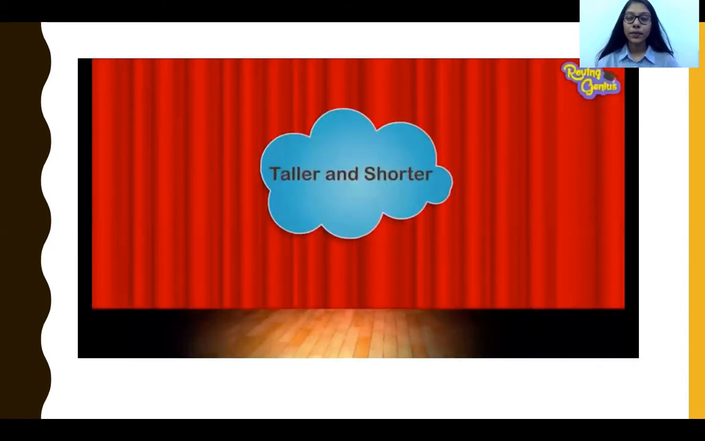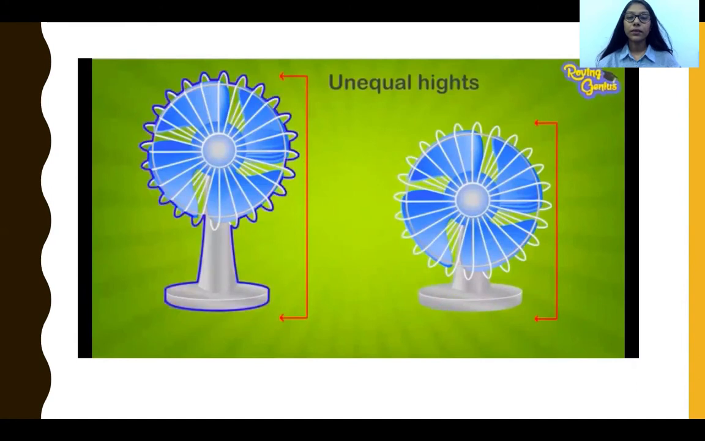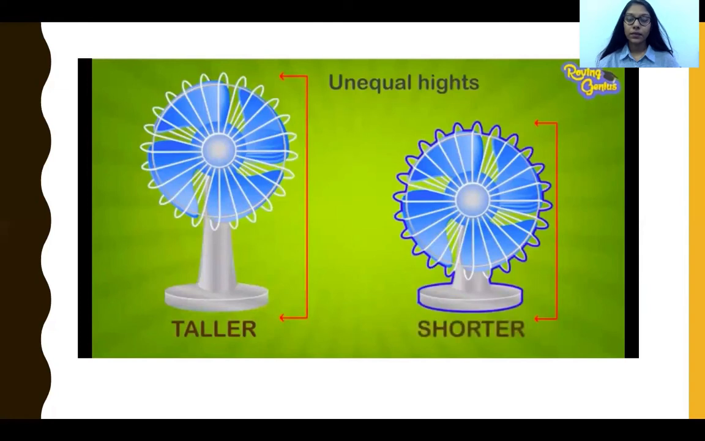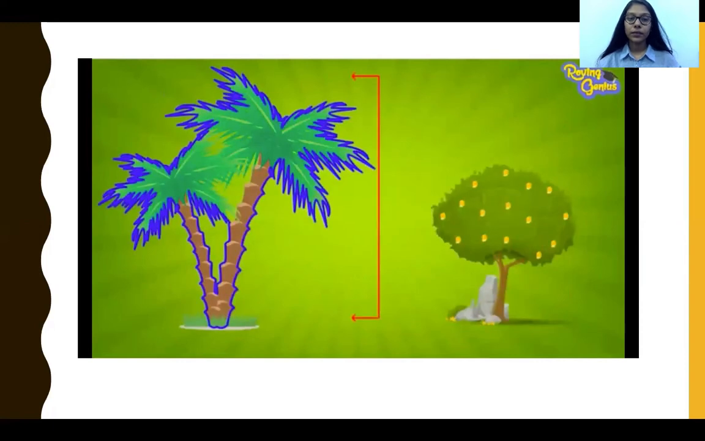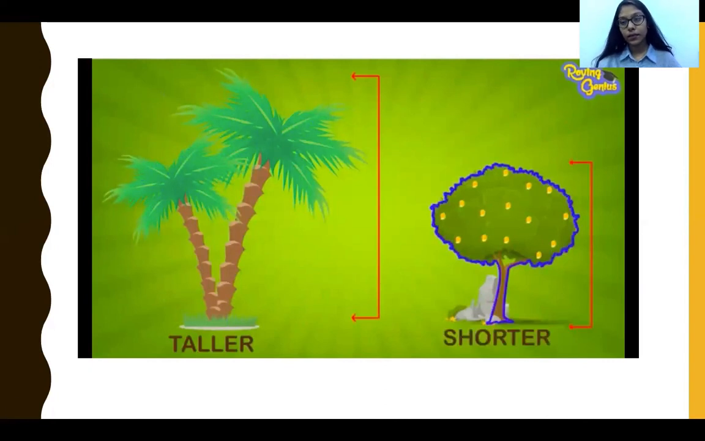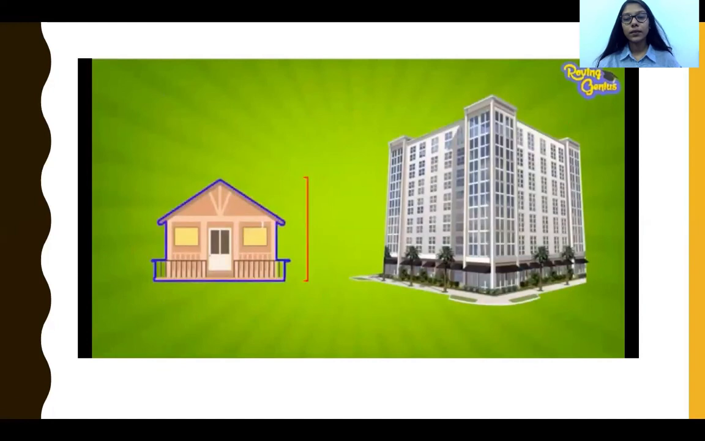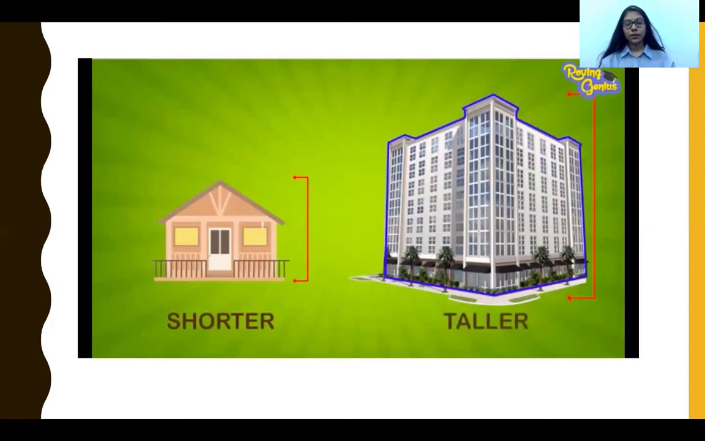Taller and shorter. When we have two objects of unequal heights, we say one object is taller and the other one is shorter. For example, here the coconut tree is taller than the mango tree, or we can say that the mango tree is shorter than the coconut tree. Similarly, the cottage is shorter than the building. Or we can say that the building is taller than the cottage.